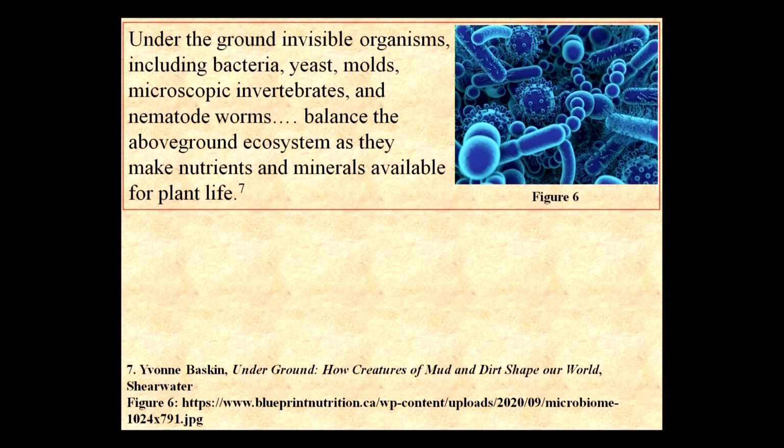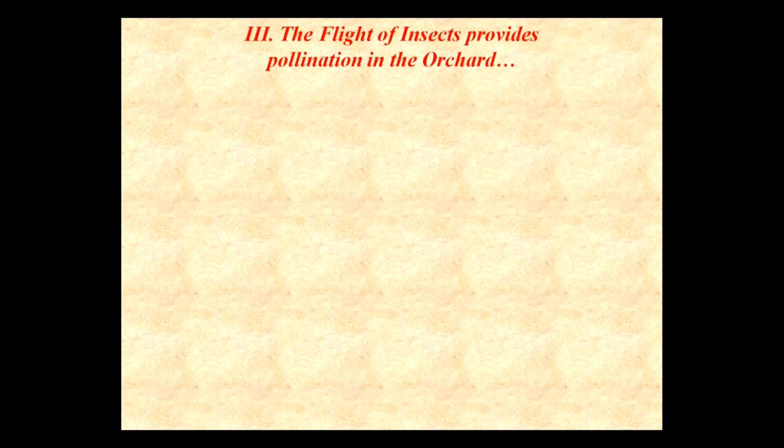Under the ground, invisible organisms, including bacteria, yeast, molds, microscopic invertebrates, and nematode worms, balance the above ground ecosystem as they make nutrients and minerals available for plant life. So there are billions of microbes per acre or square yard underneath us, making possible life for us. It's all a mutual balance, and without these, life wouldn't work.